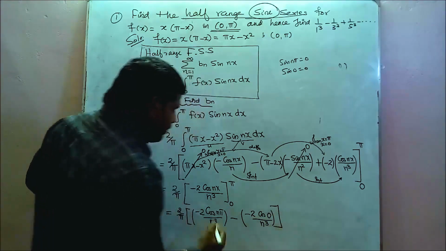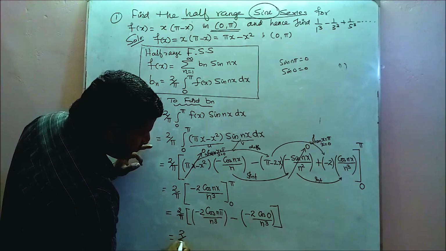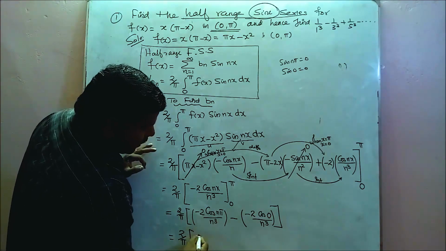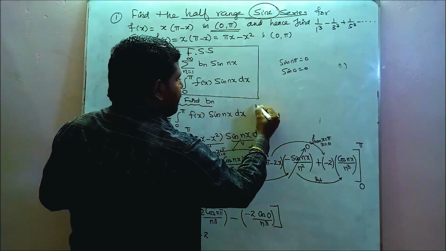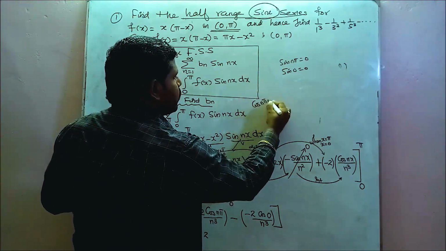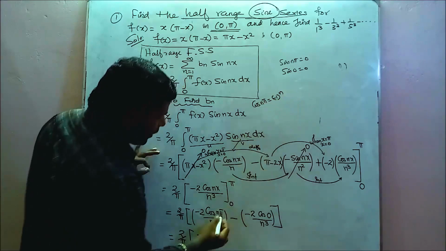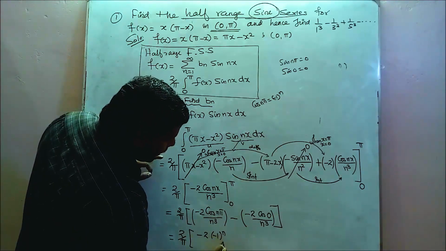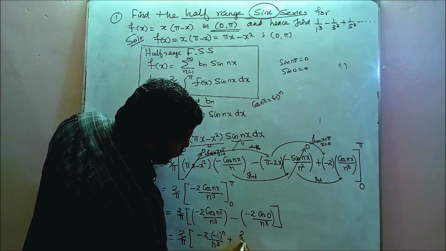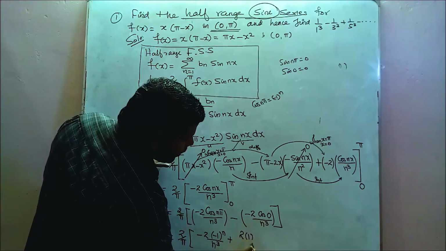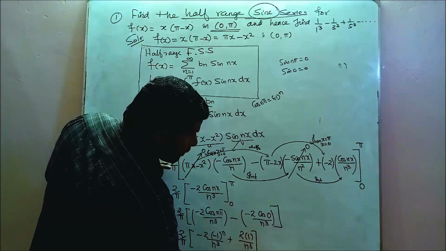So இது simplify பண்ணுங்க, that is equal to 2 by pi into minus 2 into cos n pi. Already I told cos n pi is equal to minus 1 the whole power n. இது minus 1 the whole power n divided by n cube. Minus into minus plus 2 into cos 0 value 1 divided by n cube அப்படின்னு வந்துரும்.